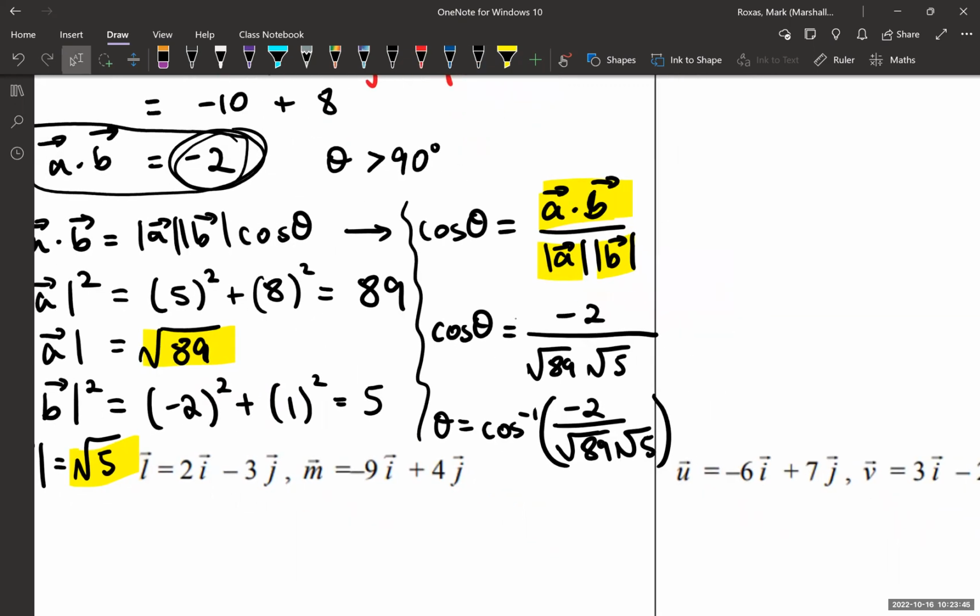Take a moment, put it into your calculator, and see if you can calculate it. Make sure you properly use brackets. It's -2 on the top, and root 89 and root 5 are multiplied together on the bottom. You have to do that correctly. And compare your answer with the answer I'm going to put here on the screen in just a moment.